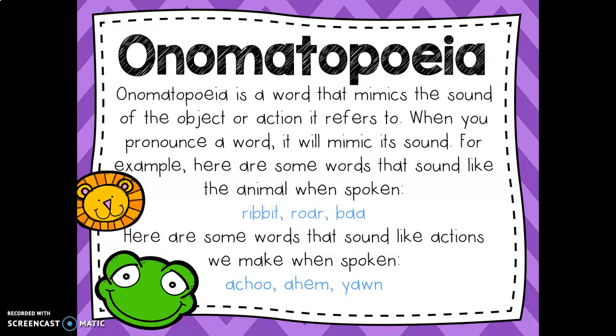Onomatopoeia is a word that mimics the sound of the object or action it refers to. When you pronounce a word, it will mimic its sound. For example, here are some words that sound like the animal when they are spoken. Ribbit, roar. Here are some words that sound like actions we make when spoken. Achoo, ahem, yawn.